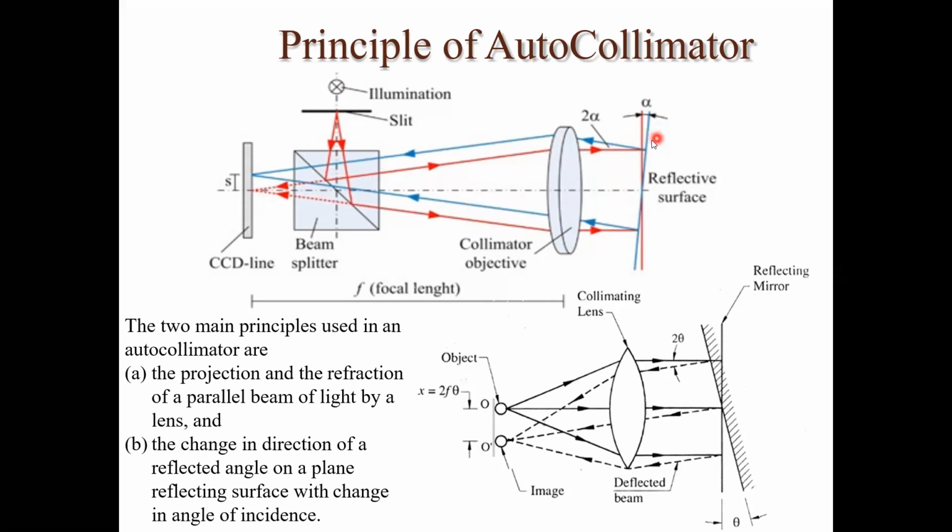And if the reflective surface is tilted through an angle alpha, then this reflected beam of light rotates through an angle 2 alpha and occupies a new position. Here it converges. You can measure the displacement of this image to get the x value, and by knowing f you can find the theta angle. This is the principle in the autocollimator. Focal length is the distance between this image position and this lens.